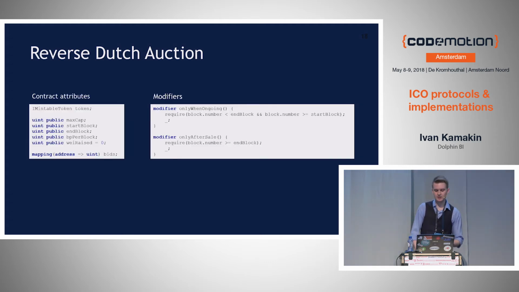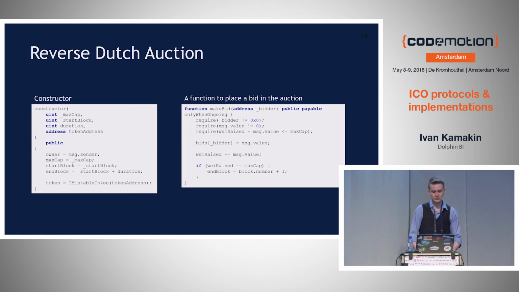The new attributes for us are BP per block, which means basis points per block. A basis point is just 0.01%. And that's how much the percentage of tokens sold grows per block. Then we will also define a mapping between bidder addresses and their bids. We will need it later to calculate how much each bidder bought. And we also need a new modifier only after sale, which will allow us to honestly calculate how many tokens each bidder bought.